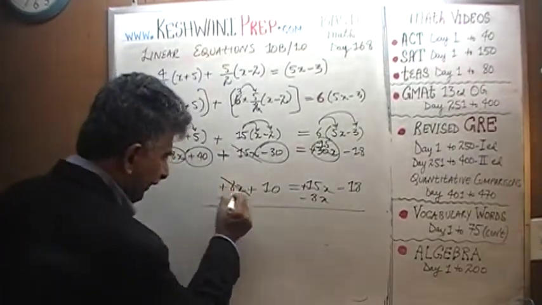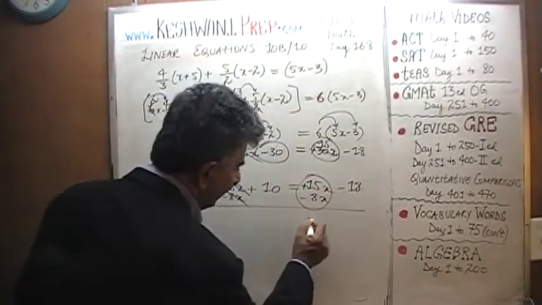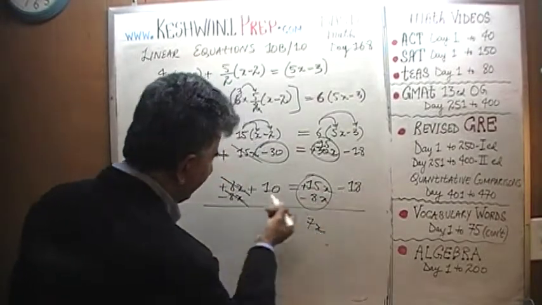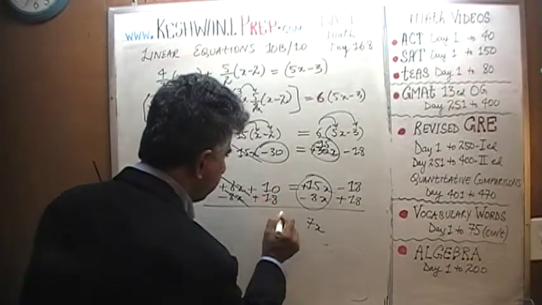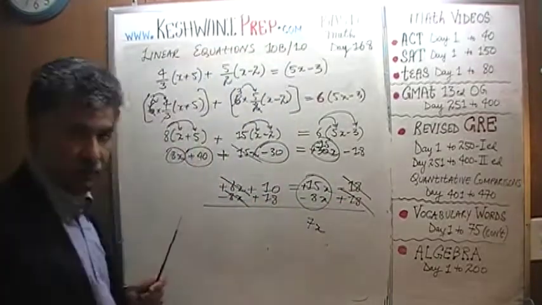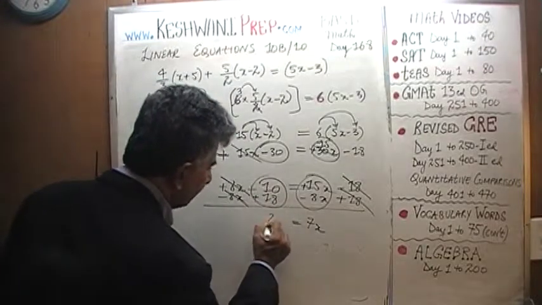So positive 8x and negative 8x goes away. And here we have 15x minus 8x is 7x. And now we have to bring the 18 to this side. Let's add 18 to both sides. And that negative 18 and positive 18 is going to go away. And 7x equals 10 plus 18, which is simply 28.